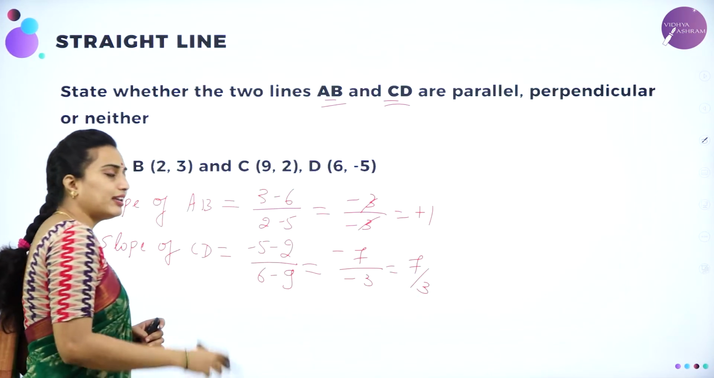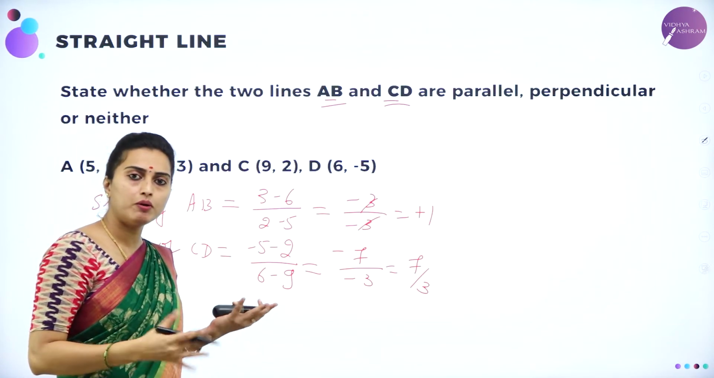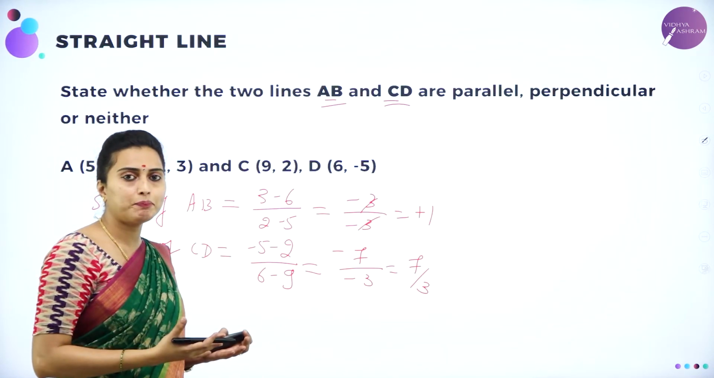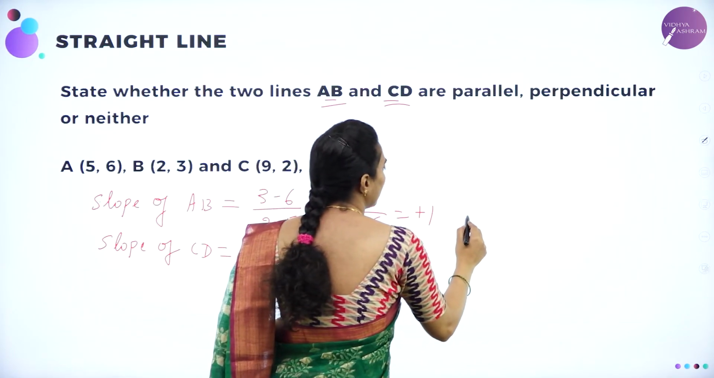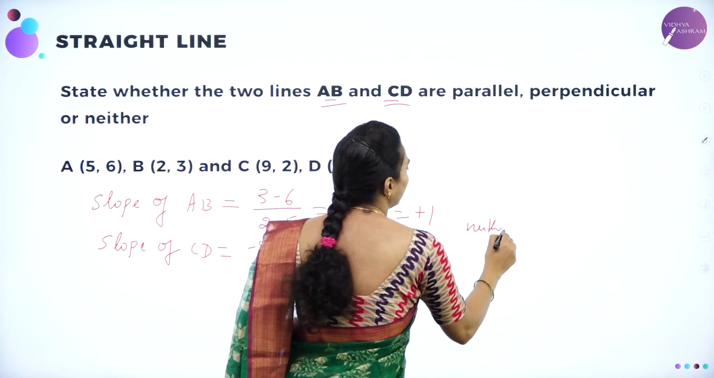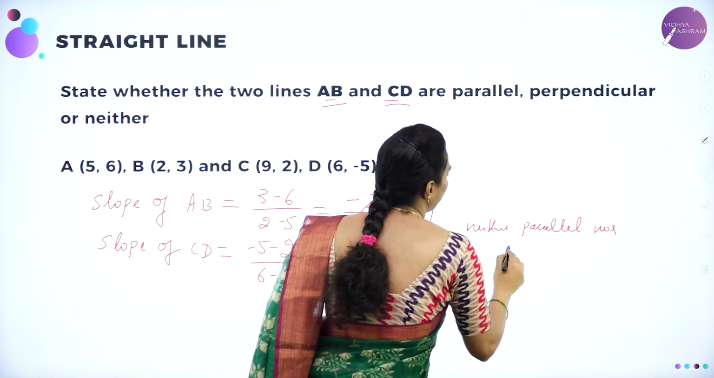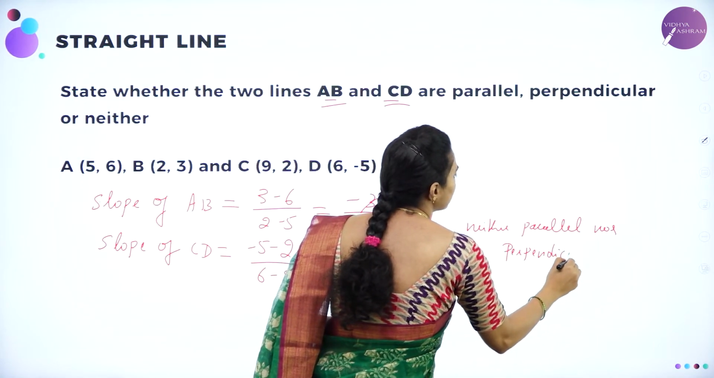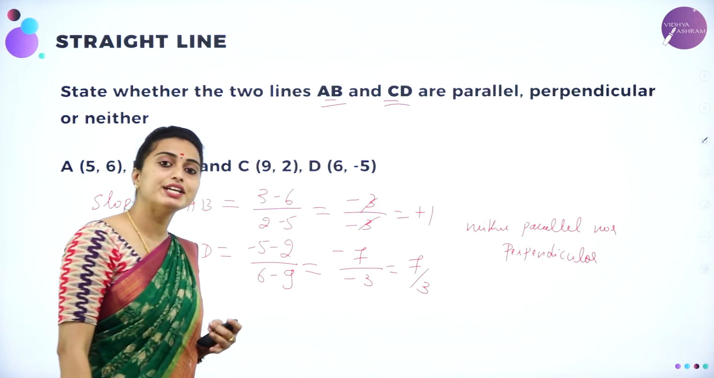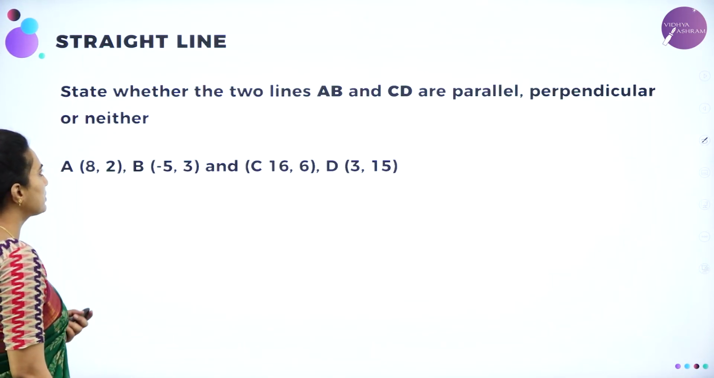See, neither M1 equals M2 nor M1 dot M2 is equal to -1. They are neither parallel nor perpendicular. That is the answer. The lines are neither parallel nor perpendicular. Which lines? The lines AB and CD. Okay. I hope you got this one. We'll move on to the next question.